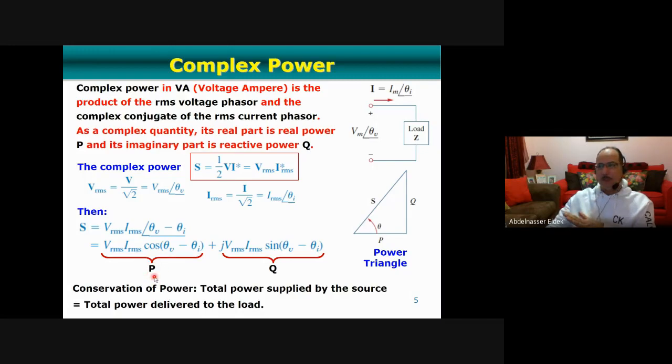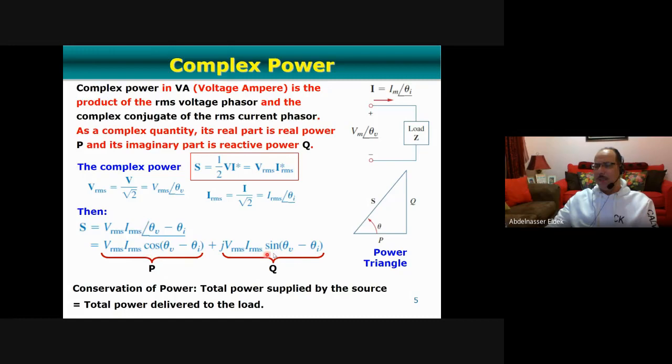P is the power that we know, in watts. It is the product of the root mean square phasor voltage and the complex conjugate of the root mean square current. As shown here, S equals 1/2 V times I conjugate. This is the complex power. We can also calculate it as V root mean square times I root mean square conjugate.